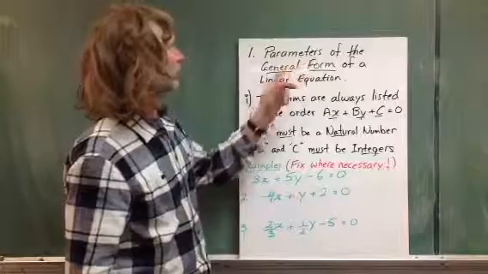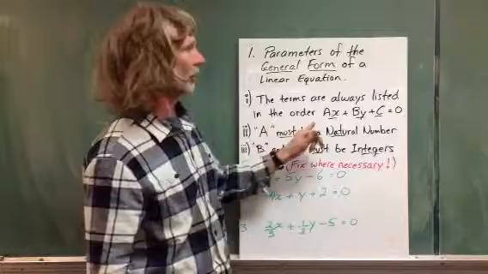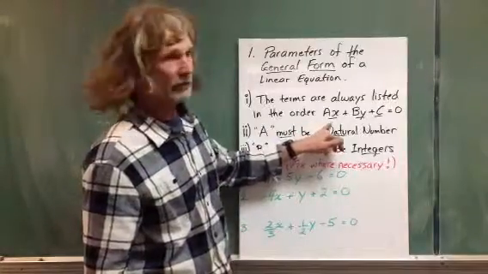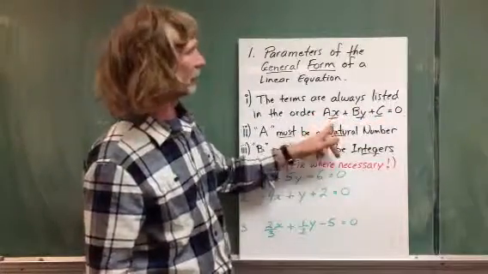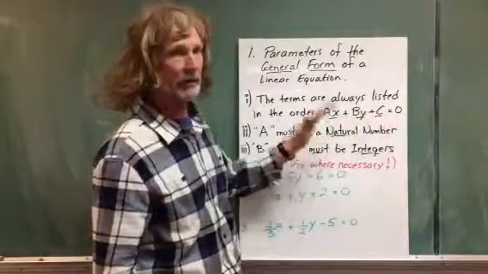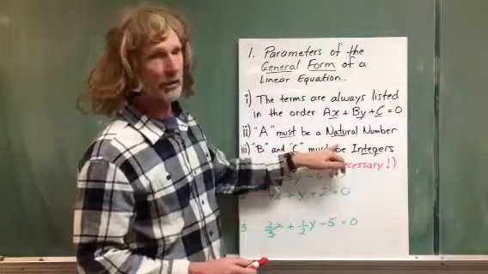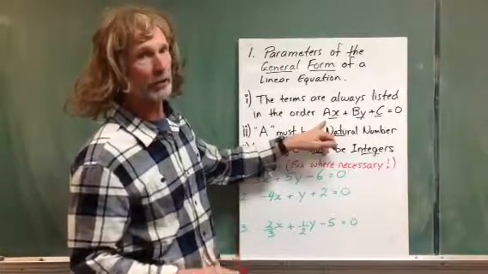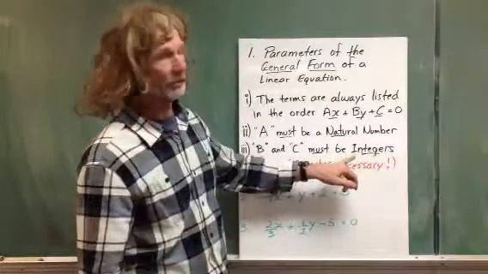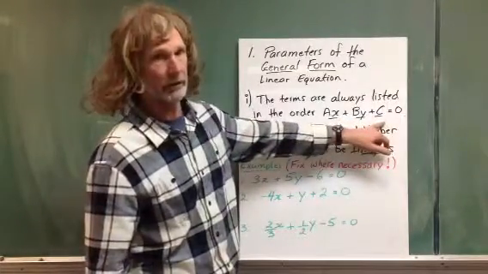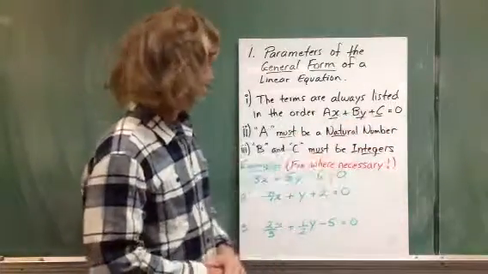Okay, the parameters of the general form of a linear equation. Here they are. The terms are always listed in the order something x plus something y plus a constant equals 0. It's always that way. We don't put the y first and then the x or the constant in front. Secondly, the a must be a natural number. So it's got to be a positive whole number, no 0. Otherwise it wouldn't be an x. B and C must be integers, so they can be positive or negative whole numbers. No fractions or decimals will be allowed in this form.